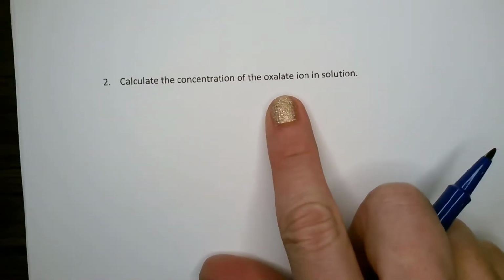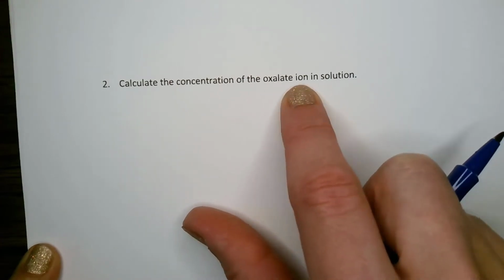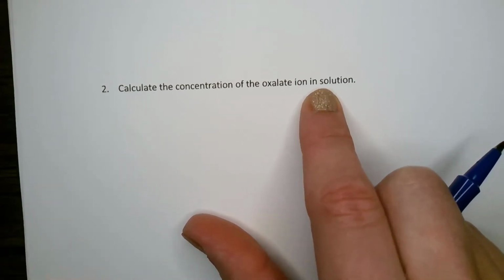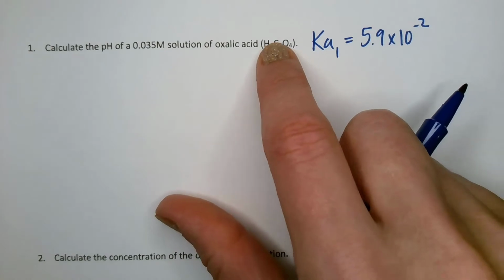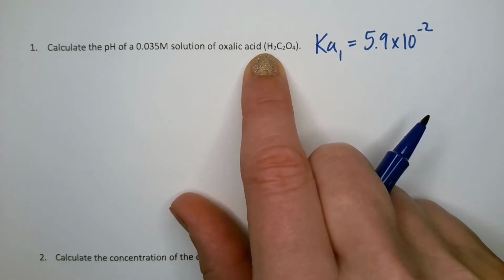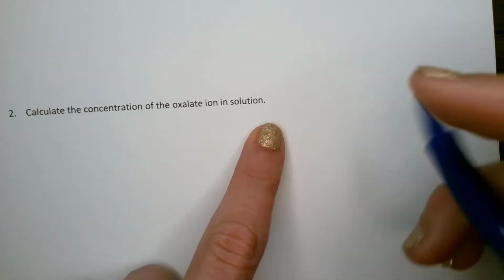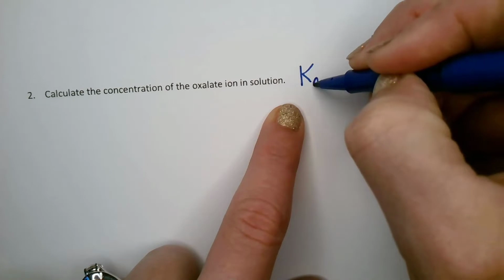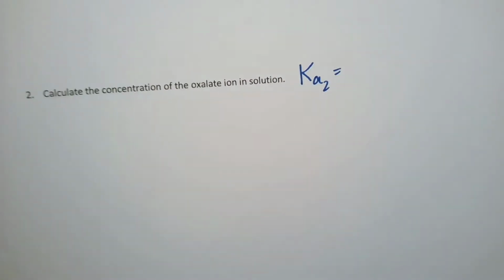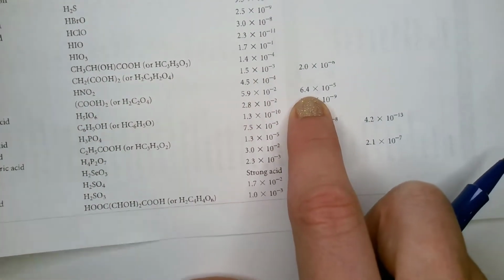And then down here, the second problem we're going to do, we're going to calculate the concentration of oxalate ion. An oxalate ion is going to be the C2O4 with both of those hydrogens gone. So that means that we're going to have to find the Ka2. We're going to have to use that. So let's just look on here. Our oxalic acid, and our second one is 6.4 times 10 to the negative 5. So let's write that down too.